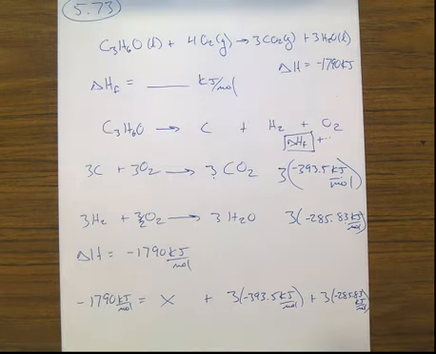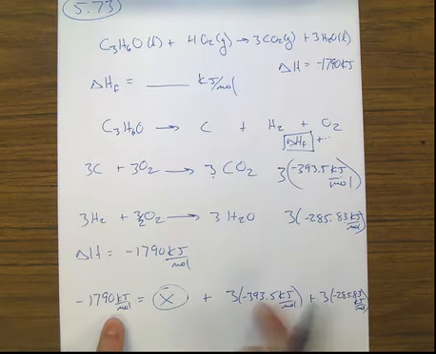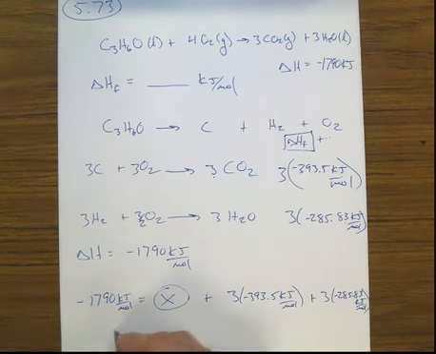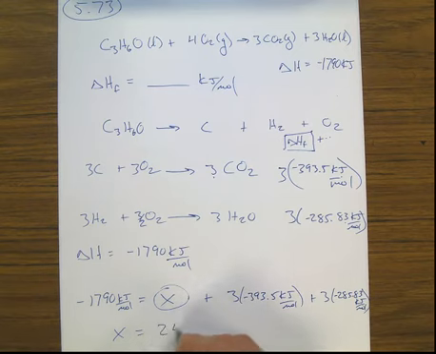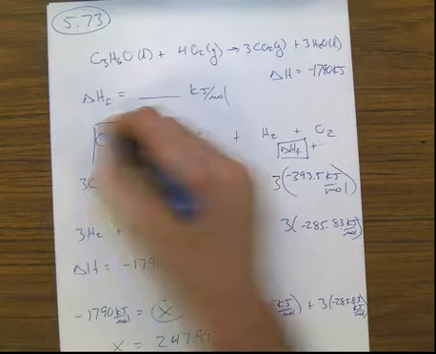Okay, so I'm going to have to solve for x. So I'm going to take this number and subtract it from these two numbers added together. When I do that, I find that x is equal to 247.99 kilojoules per mole. All right, that's nice, but I just figured it out for what this is.